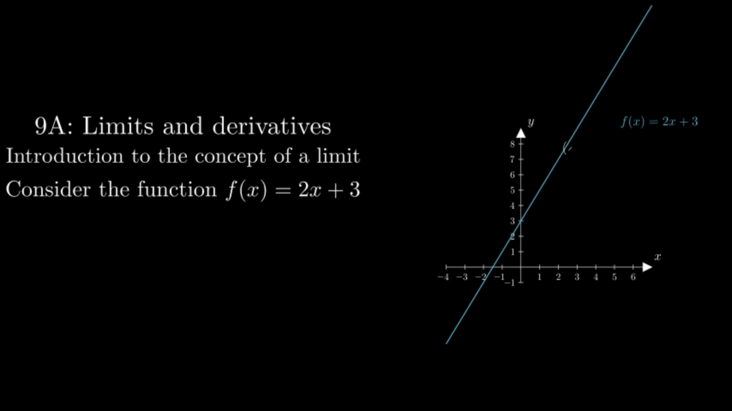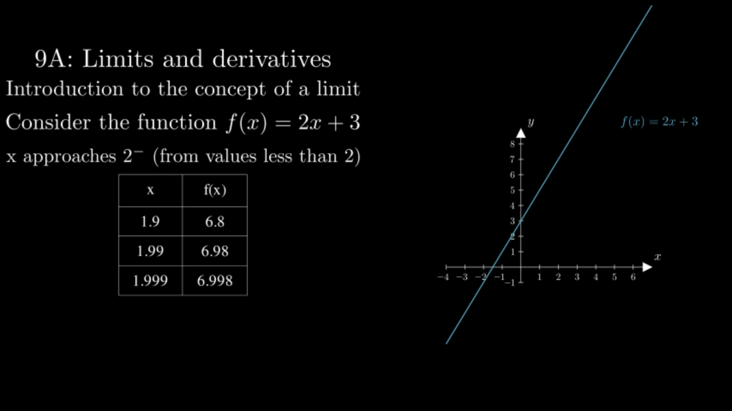Let's look at a straightforward example. Consider the function f of x equals 2x plus 3. This is a simple linear function. Let's investigate how this function behaves when x is very close to 2. Of course, we can just calculate f of 2 directly. 2 times 2 is 4, plus 3 is 7. So f of 2 equals 7, that's clear. But to understand limits, let's pretend we can't plug in 2. Let's just see what happens as we get infinitely close to 2.